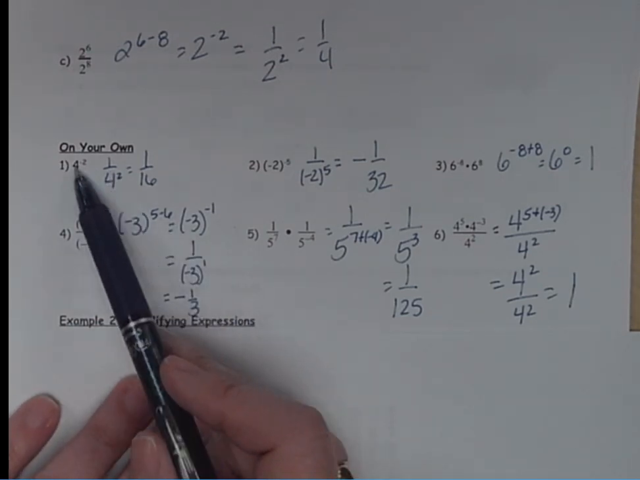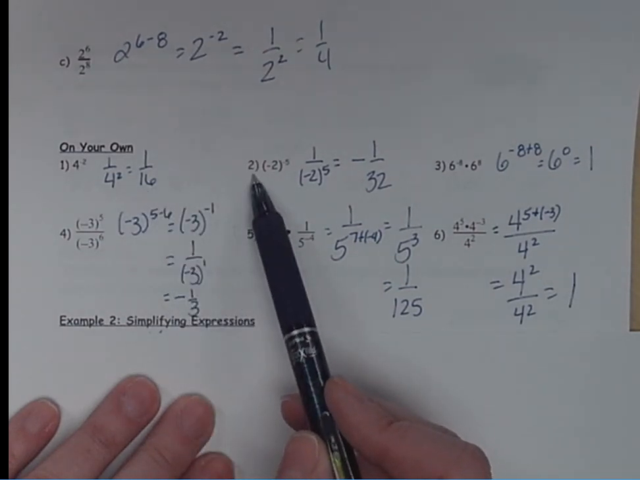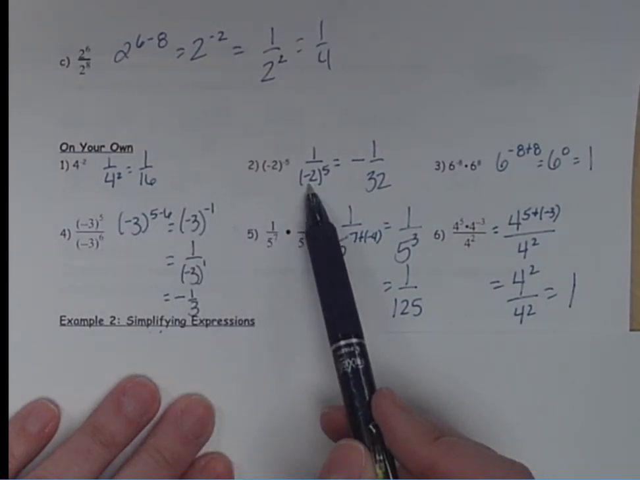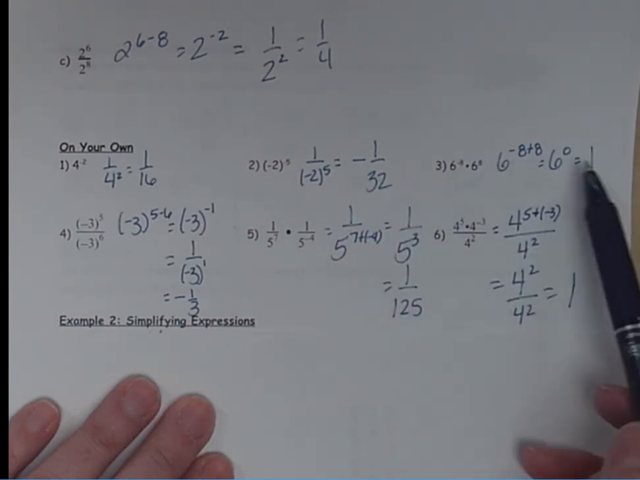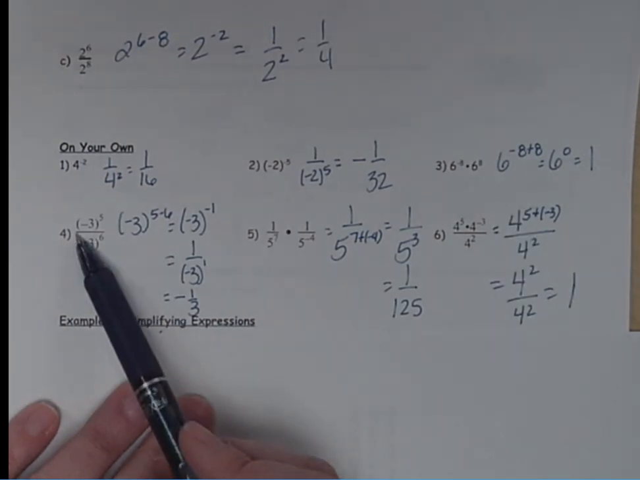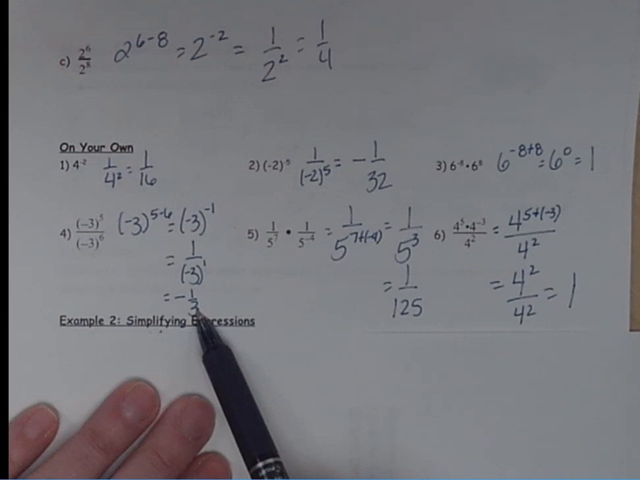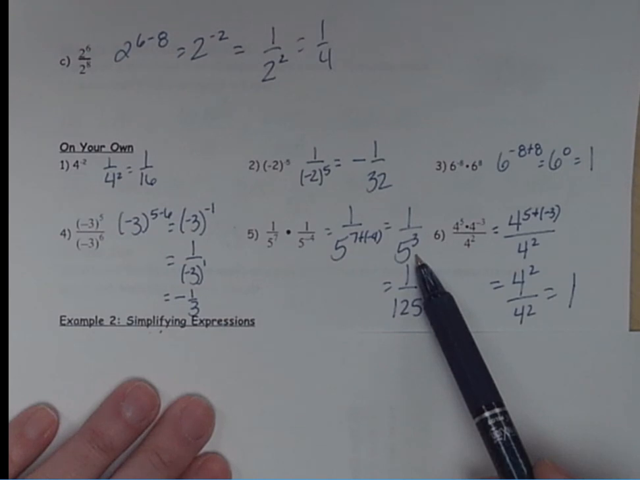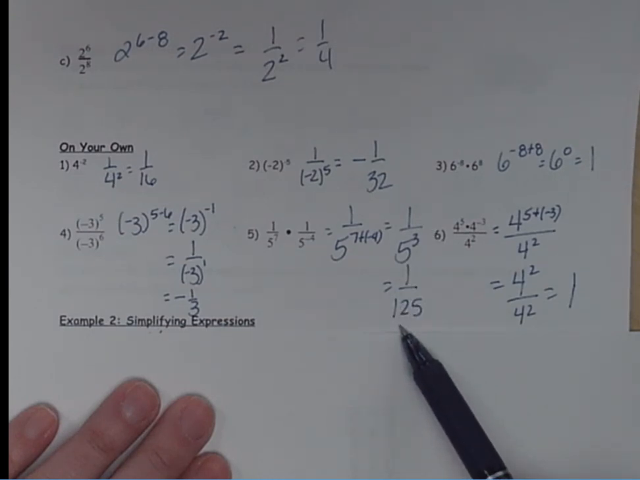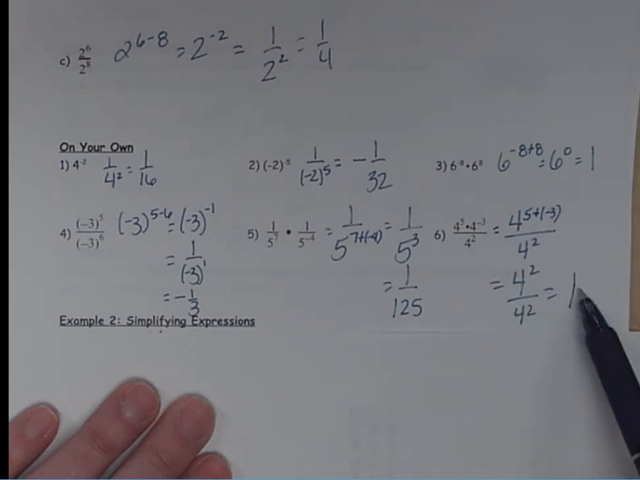Let's check how you did. So for 1, you should have ended up with 1/16. For 2, be careful because we still have a negative 2, which means we have negative 1/32. For 3, we end up with an answer of 1. For 4, again, watch your negatives. So I have negative 1/3. For 5, I have 1 over 5 cubed, which is 1 over 125. Then for 6, we end up with all of that work with a 1.